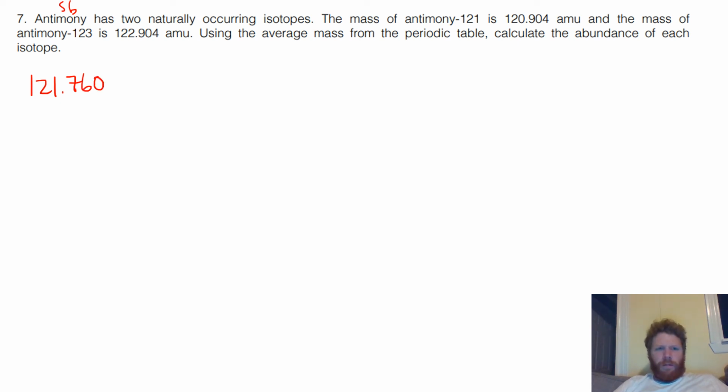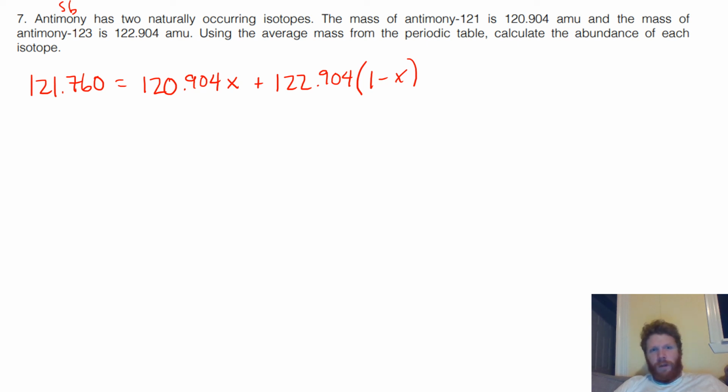What is that coming from? Well, that is going to be coming from one mass, the 120.904 times x, plus 122.904 times 1 minus x. Now, multiplying this by x and this by 1 minus x is going to present the differences. So what you need to do with this is expand that.